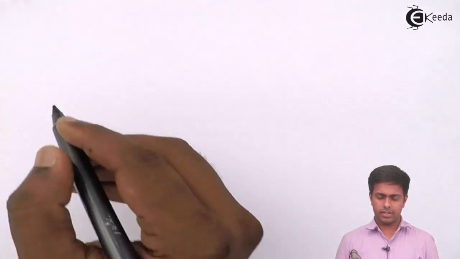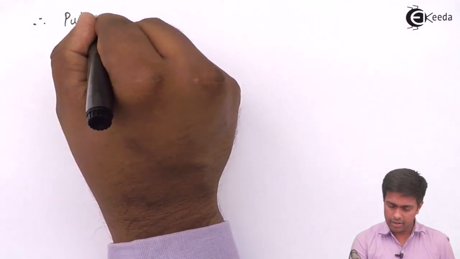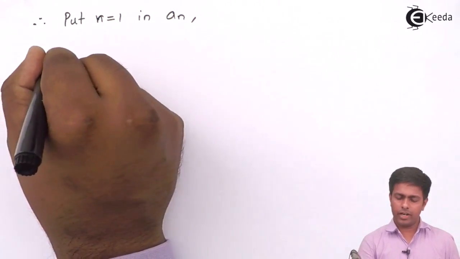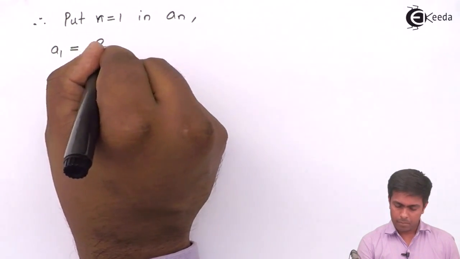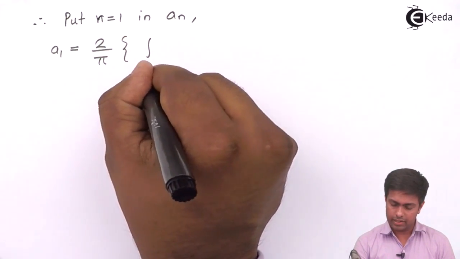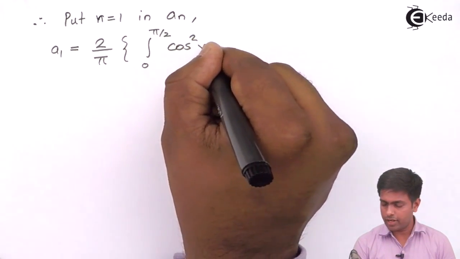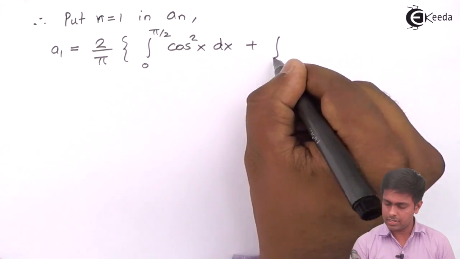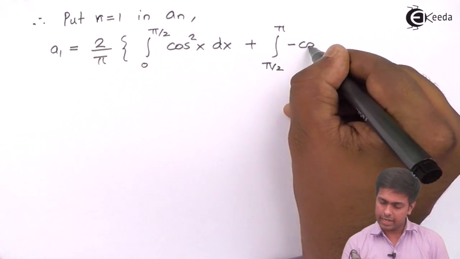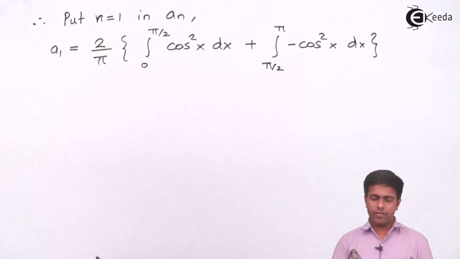So here I'll say therefore put n equal to 1 in an, and we will get a1 equal to 2 by pi, the formula, that is integral from 0 to pi by 2 of cos square x dx plus integration from pi by 2 to pi of negative cos square x dx. Now let's evaluate this integration.